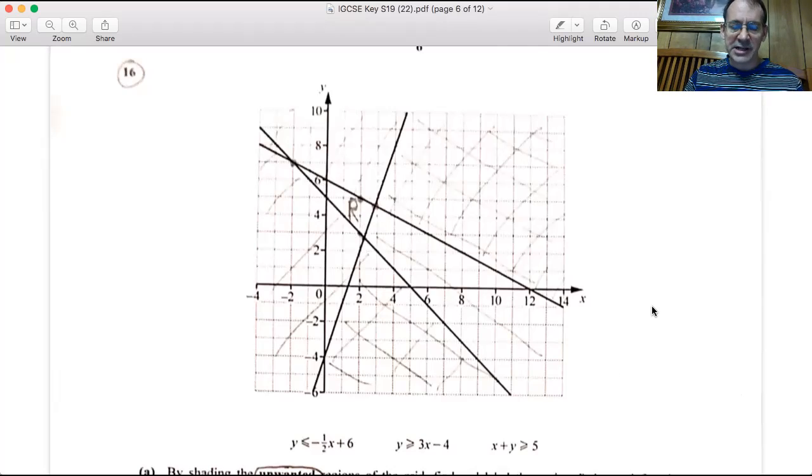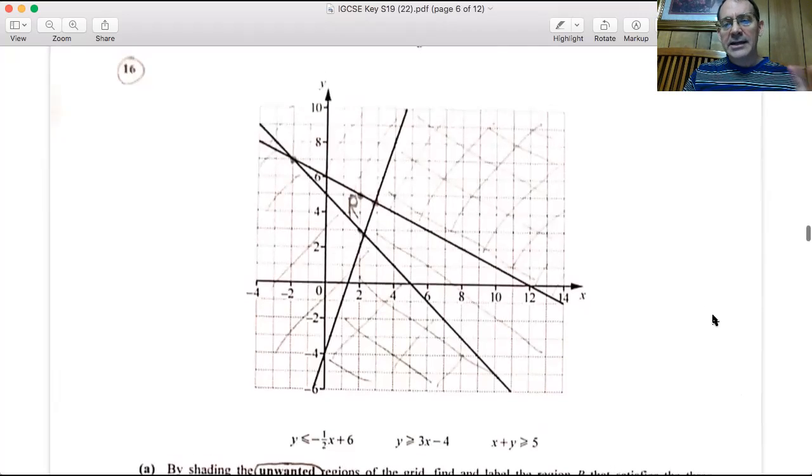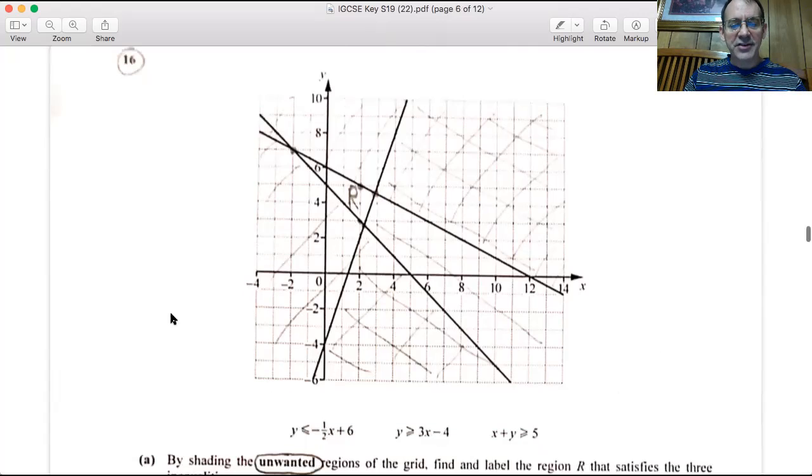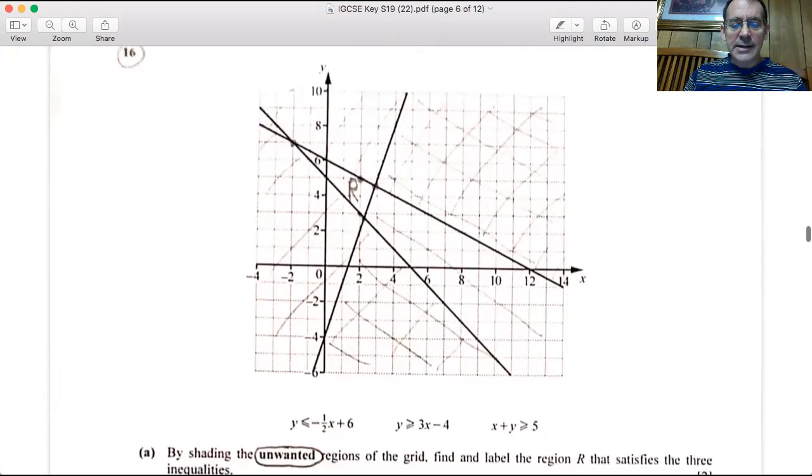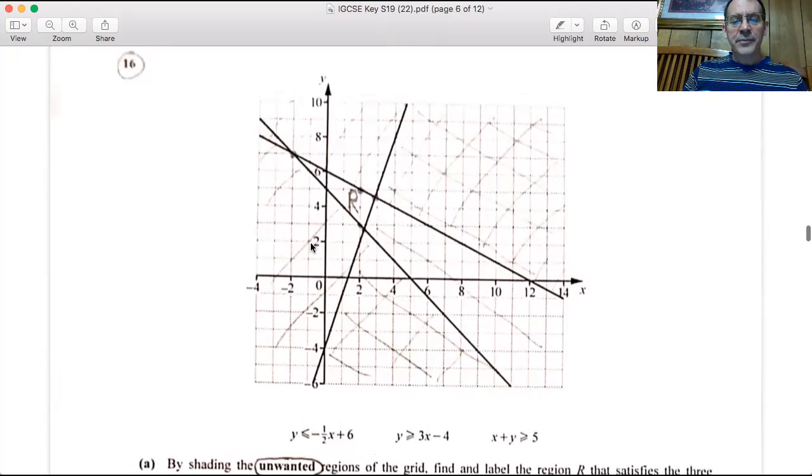Everything else has been shaded in. It kind of depends on what curriculum you learn from, but make sure in this you shade the unwanted region. So let's work through this. Here they've already drawn for you the 3 lines. Sometimes they have you draw the lines from the equation. Sometimes they give you the lines and you have to come up with the equations. In this case, they give you both. You just have to figure out which one is which.